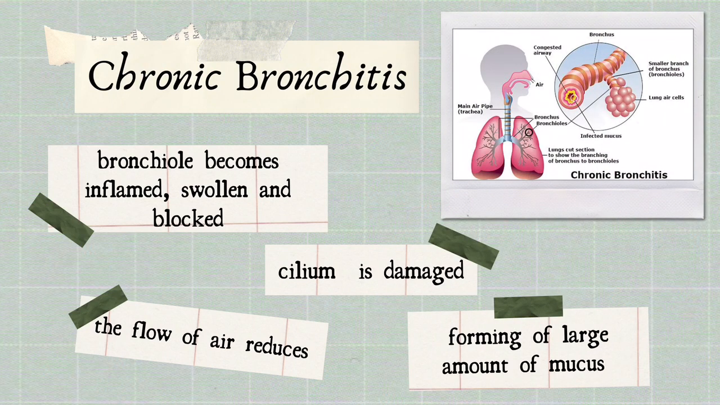Bronchioles of chronic bronchitis patients will become inflamed, swollen, and also blocked. This will reduce the flow of air in the human respiratory tract. It also makes it difficult for humans to breathe normally. Inflamed bronchioles will generate a large amount of excessive mucus. It will make them cough continuously. Damaged cilia on the respiratory epithelium lining will also cause difficulty in expelling mucus.